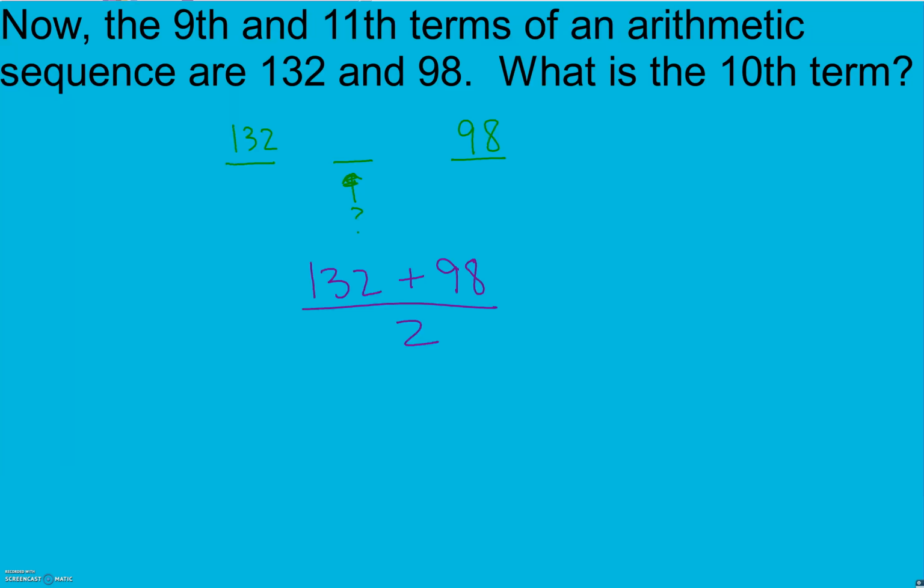132 plus 98 is going to be 230. Divided by 2, it's 115. We can check our common difference here. 132 to 115 is minus 17, and 115 to 98 is minus 17. So those work, which means 115 is our answer here. That is our 10th term.